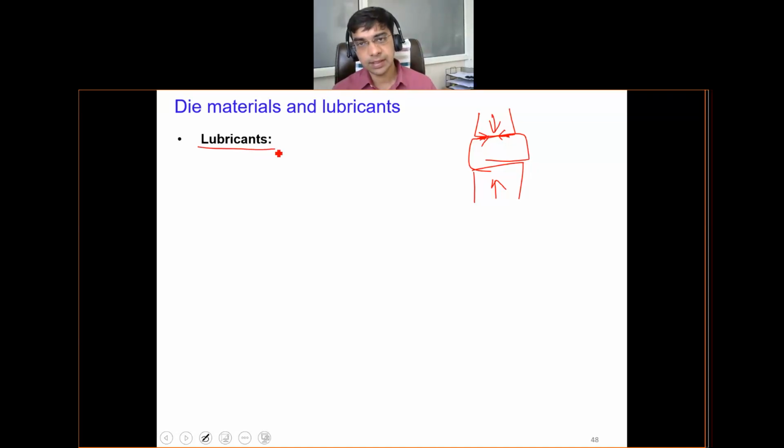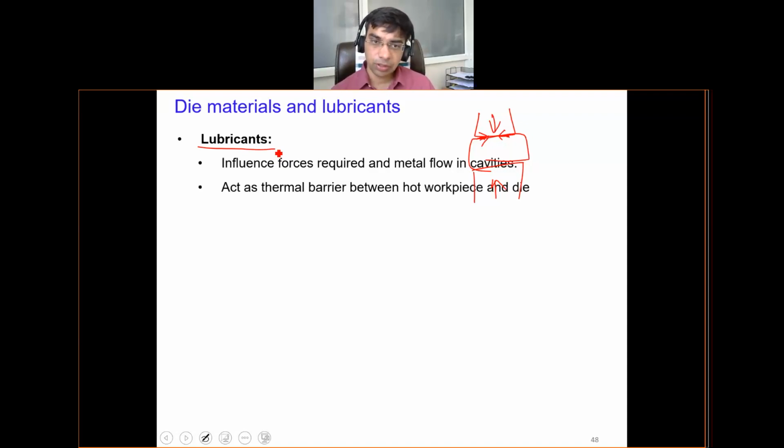Lubricants control the friction, and additionally they also control the cooling rate of the forged product. This friction also plays an important role in deciding how the material will flow into the cavities of the dies. It also acts as a thermal barrier between the hot workpiece and the die, because if this lubricant is present in between, it has the ability to take certain thermal shock from the heated workpiece or the die.